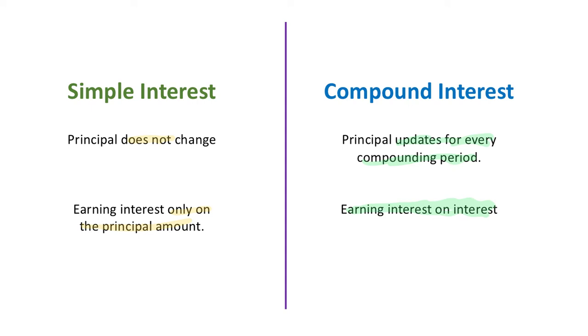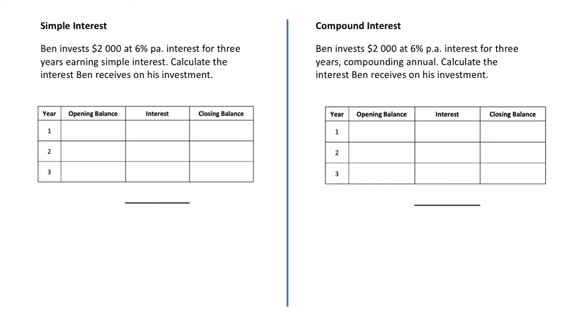So let's have a look at an example that shows you the difference in how simple and compound interest is calculated. In the example, we have Ben, who's investing $2,000 at 6% per annum. I'm going to start off by looking at that using a simple interest calculation. And we want to calculate the interest that Ben is receiving on his investment. So each year for the next 3 years, that money is going to be invested.